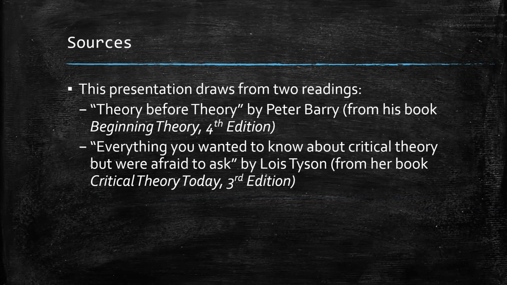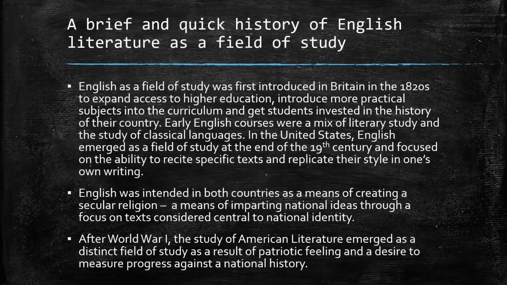Berry focuses more on the history of English language studies, and Lois Tyson focuses specifically on what it means to use critical theory. So first, a brief and quick history of English literature as a field of study. The most important thing to take away is that English literature as a field of study is a fairly recent phenomenon. English as a field of study was first introduced in Britain in the 1820s, so only about 200 years ago, as a means of expanding access to higher education beyond just the very elite landed white men.